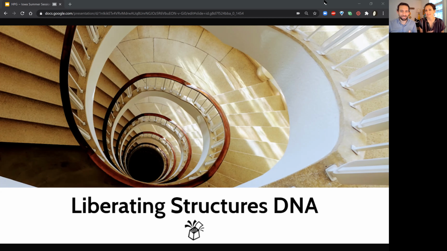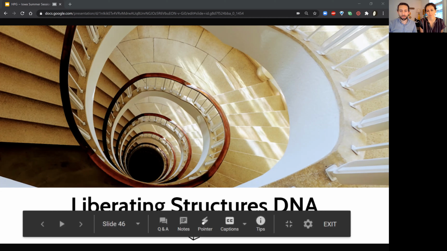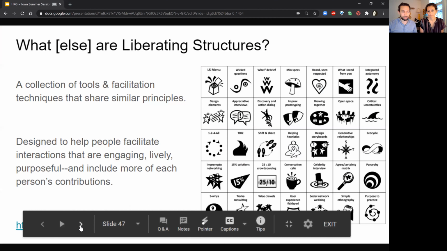So this is just intended to give a little bit of a backdrop of some of the underlayers of liberating structures. So we'll do this pretty quickly. But when we talk about the DNA, we're referring to not this.